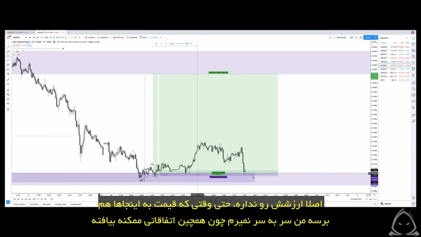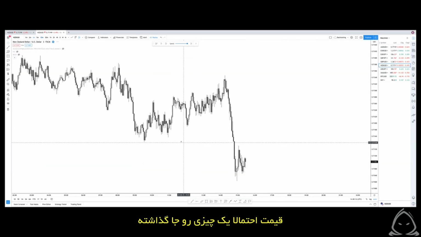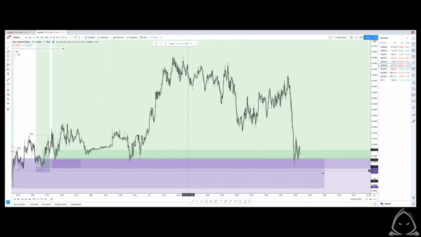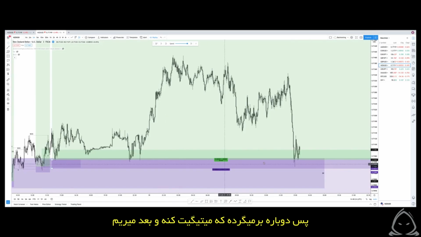If you know, it's not worth it. This is why I still wouldn't have gone to break even if we're up here, because this can happen. We do have to pull back. Price has potentially left something. It's mitigation here, but it never fully mitigated maybe something lower down here. So again, it comes back to mitigate, and then we push off.